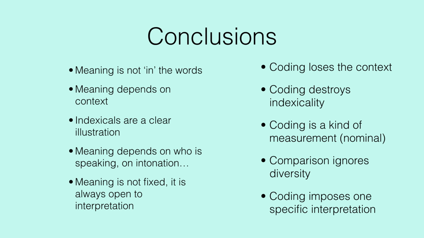We've learned that coding loses the context and abstracts words from context. We've learned that coding destroys indexicality. We've seen too that coding is actually a kind of measurement, nominal measurement. And we've seen that the comparison that goes along with coding ignores diversity, ignores particularity. In general, one could say that coding imposes one particular interpretation on words that do not have a single meaning.